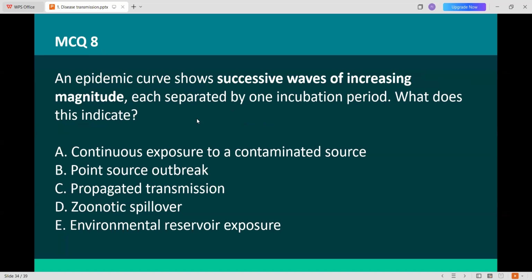MCQ number eight: an epidemic curve shows successive waves of increasing magnitude, each separated by one incubation period. What does this indicate? A, continuous exposure to a contaminated source. B, point source outbreak. C, propagated transmission. D, zoonotic spillover. E, environmental reservoir exposure. C, yes, C is the right option.